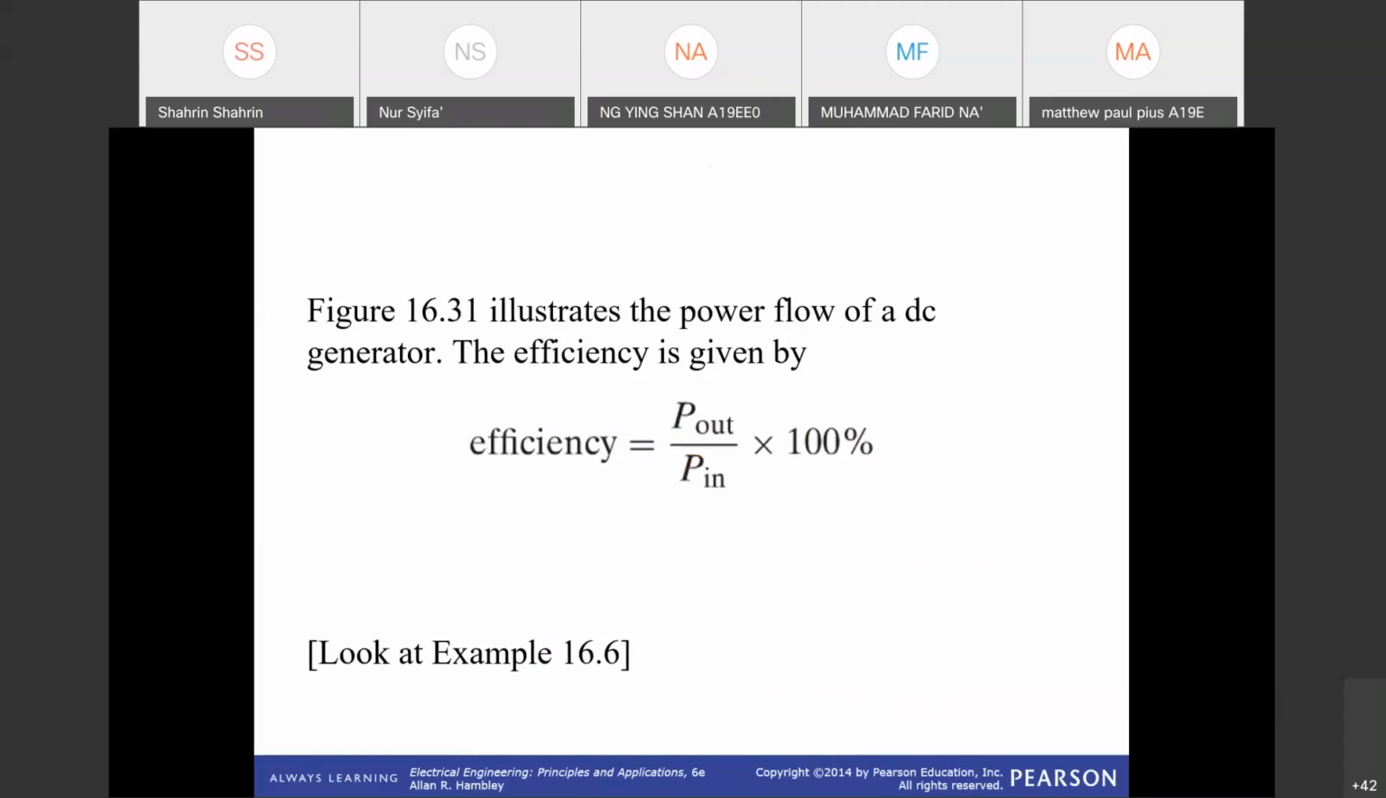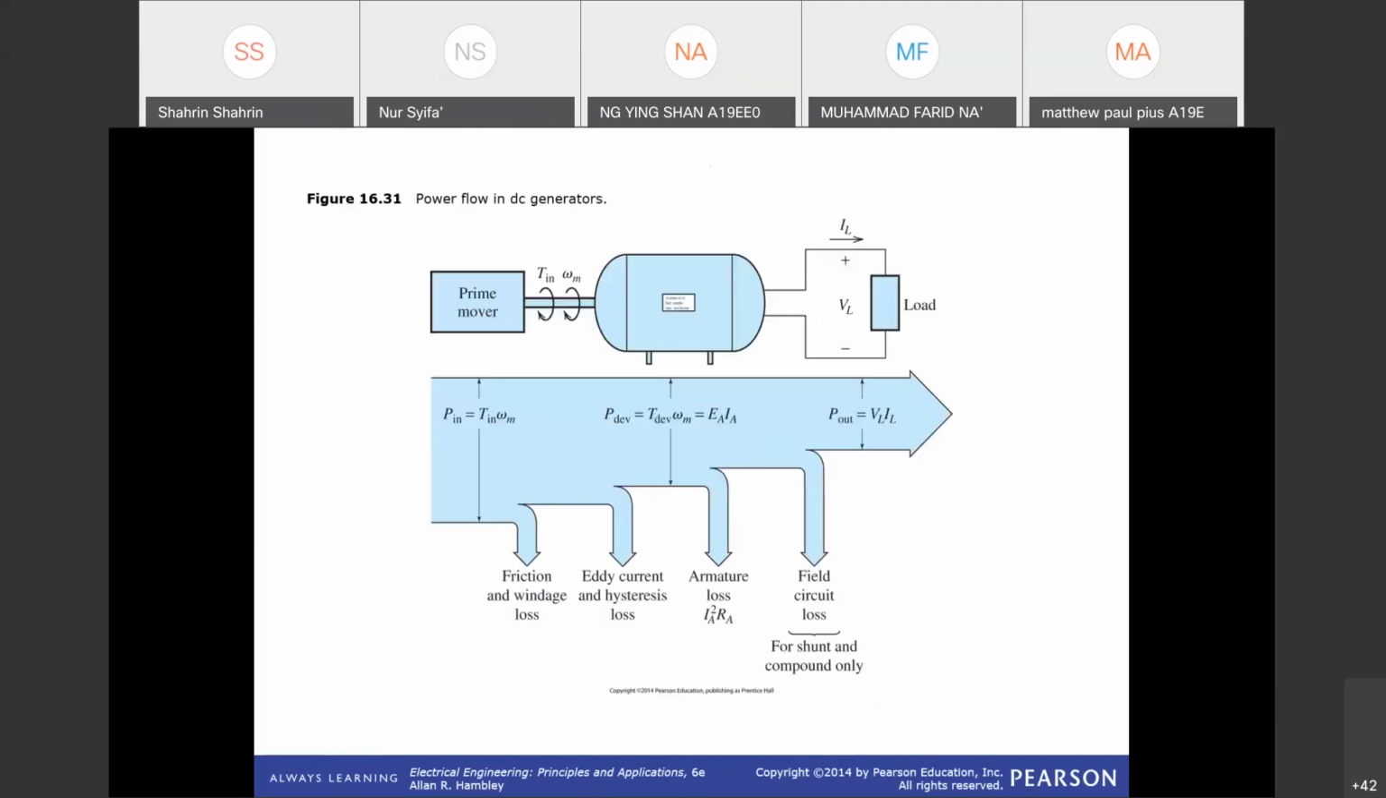Another criterion is the efficiency, which is P out over P in. For the generator itself, the P input is from the mechanical side. So P in is equal to the torque input multiplied by the speed of the prime mover turbine here. And then we have the friction and windage losses, which are mechanical losses.